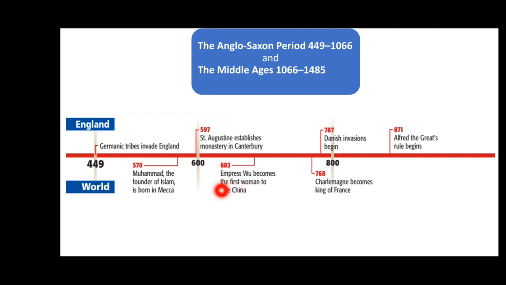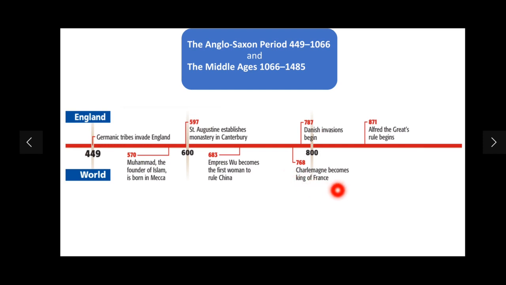In 683, Empress Wu becomes the first woman ruler of China. And here we see that in 787, the Danish invasion begins, and that is also in England. And then in 768, we see Charlemagne becomes king of France. Similarly, in 871, we see Alfred the Great's rule begins.